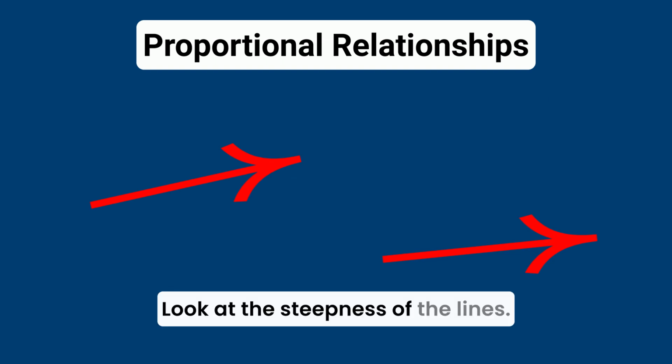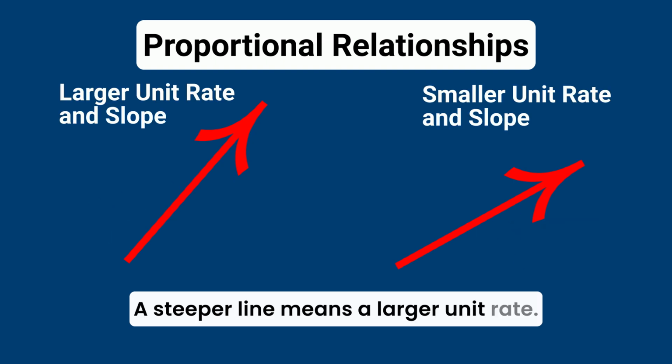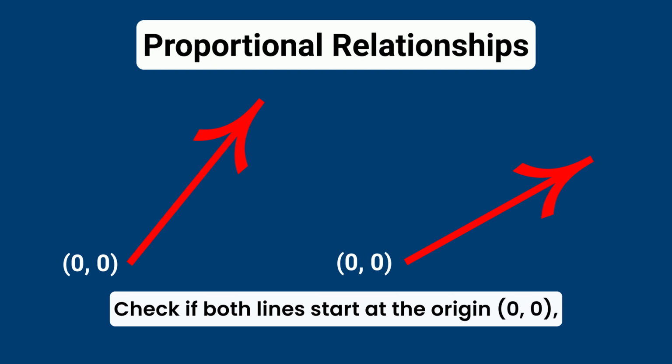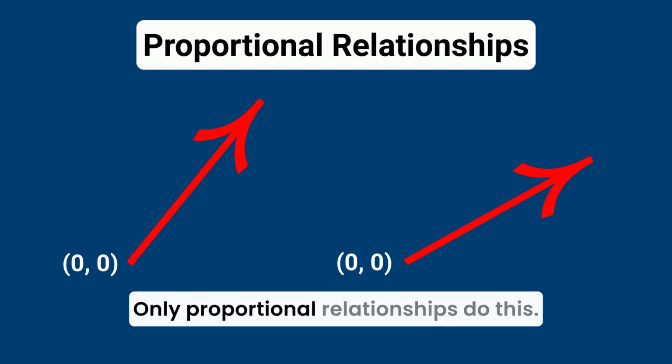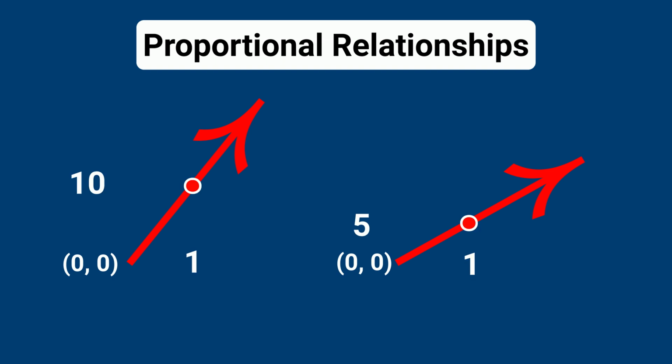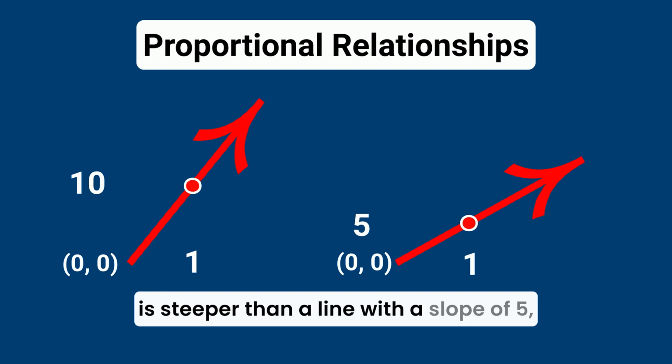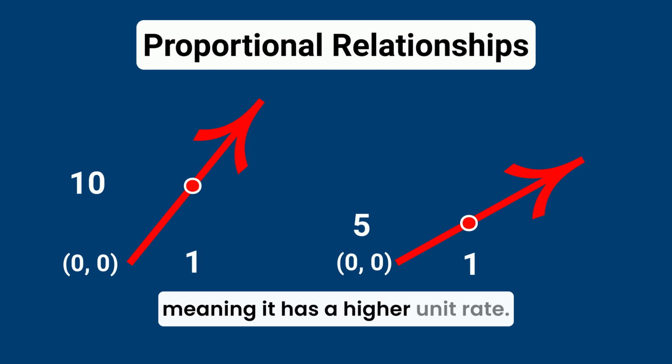Look at the steepness of the lines. A steeper line means a larger unit rate. Check if both lines start at the origin, 0 and 0, and if they are straight. Only proportional relationships do this. For example, a line with a slope of 10 is steeper than a line with a slope of 5, meaning it has a higher unit rate.